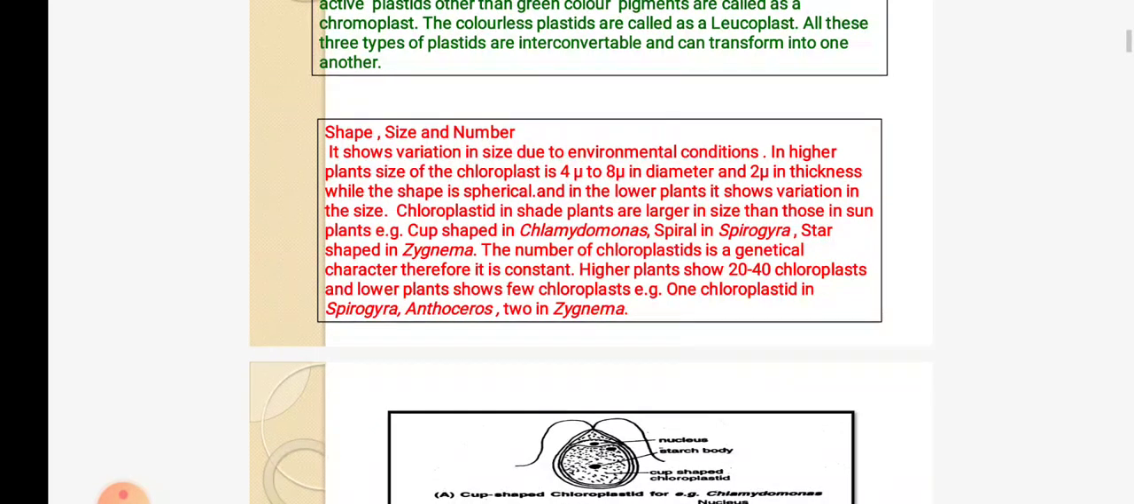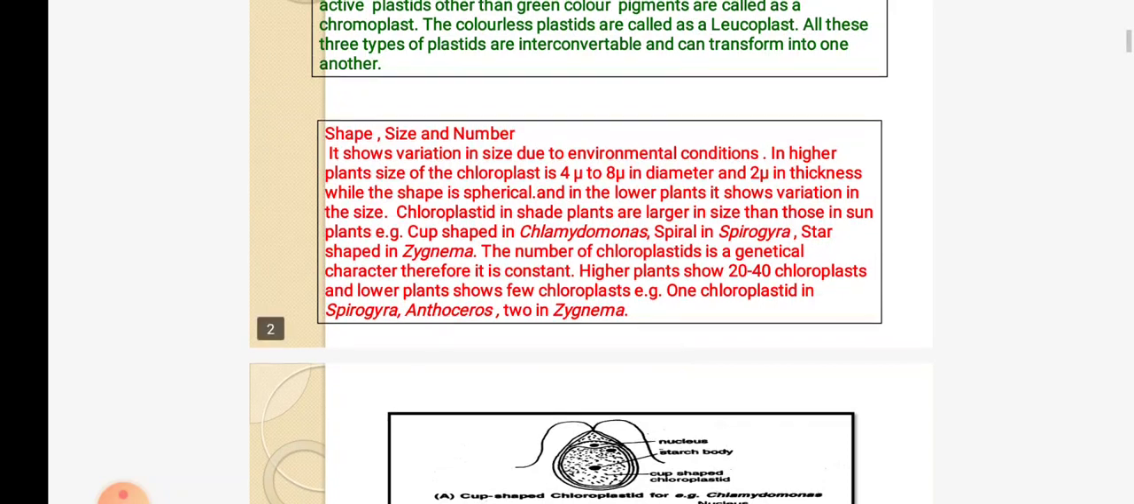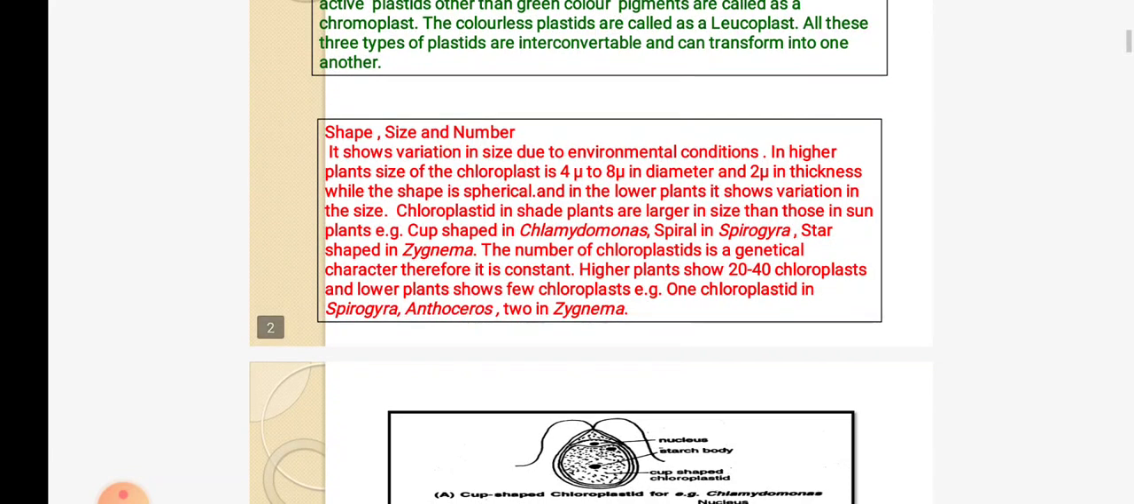Now we will study shape, size and number. It shows variation in size due to environmental conditions. In higher plants, the size of chloroplast is 4 mu to 8 mu in diameter and 2 mu in thickness. Its shape is spherical. In lower plants, it shows variation in size. Chloroplasts in shade plants are larger than those in sun plants.